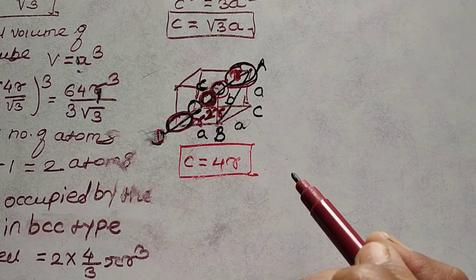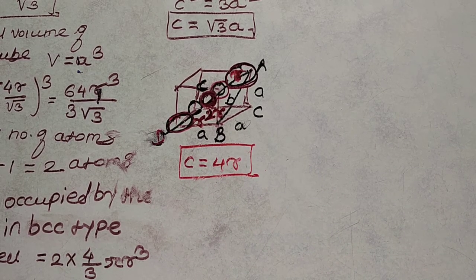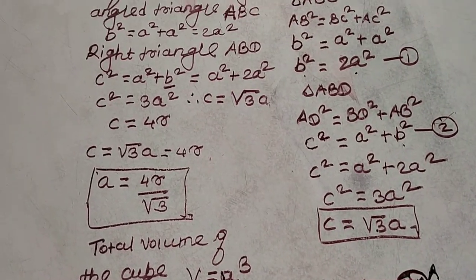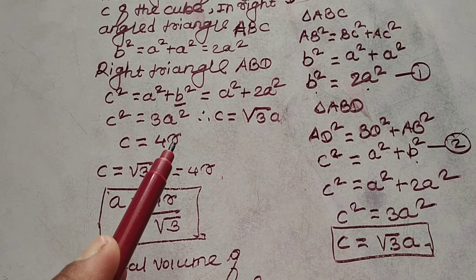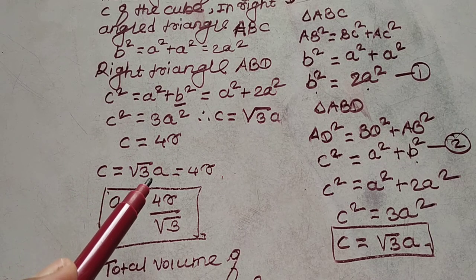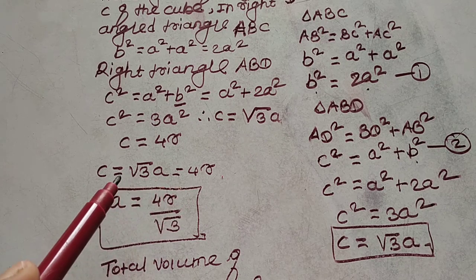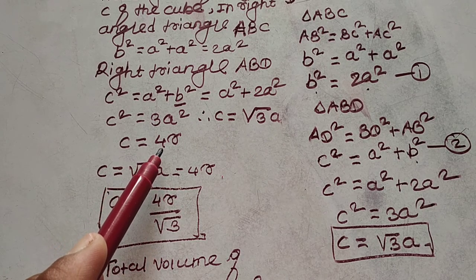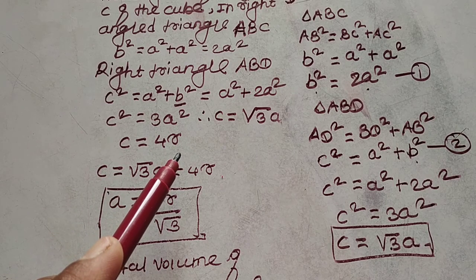So what will you get here? I equate both the values. You can see here, C is equal to 4r, and C is equal to root 3a is equal to 4r. You have got two values for the C. Okay, C is equal to root 3a and C is equal to 4r.